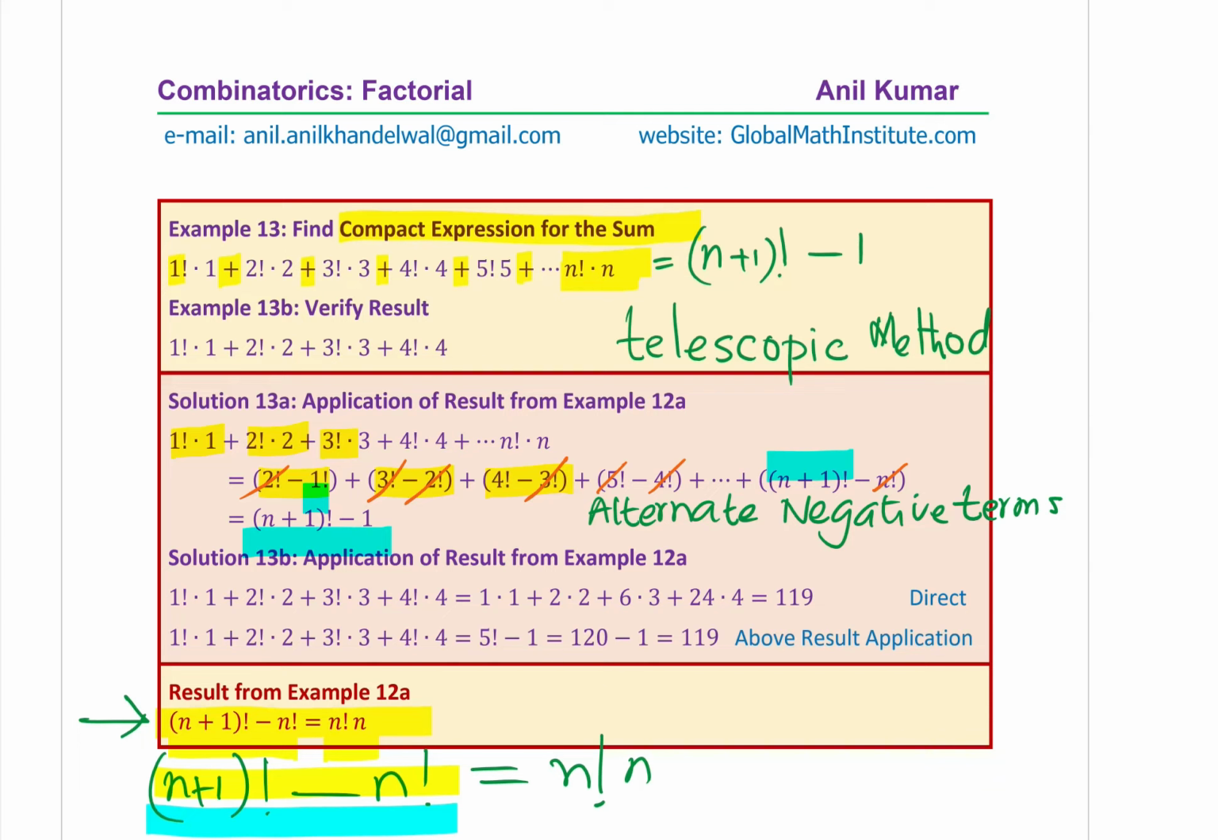Is that clear to you? Now, to verify this particular answer, we have part B of this question, which says, what is the result of 1 factorial times 1 plus 2 factorial times 2 plus 3 factorial times 3 plus 4 factorial times 4? Well, clearly, you can put 4 in the formula, right? 4 is your number. 4 plus 1 is 5. That means 5 factorial minus 1 is your answer. 5 factorial is 120 and 120 minus 1 is 119. That will be your answer.